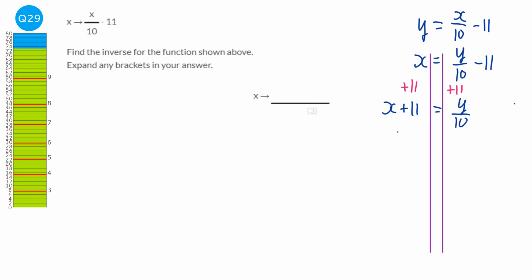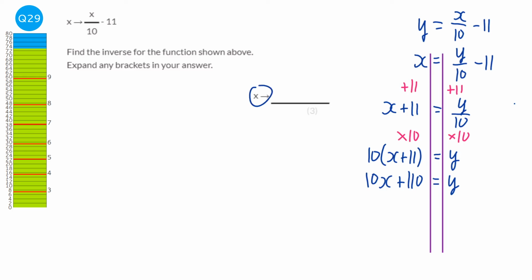Next thing we're going to do is multiply by the 10 to get y on its own. So it would be 10 brackets x plus 11 equals y. Expand those would be 10x plus 110 equals y. Now this doesn't equal y. We are looking for the inverse function with this notation here. So we just replace the y with this notation and we get 10x plus 110.